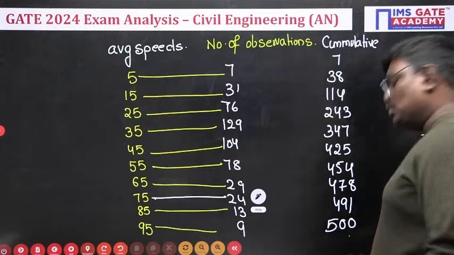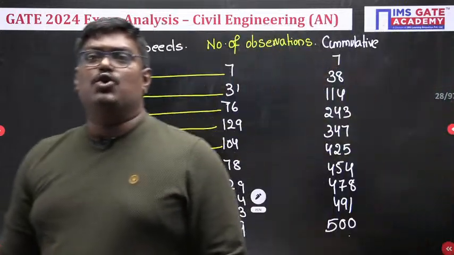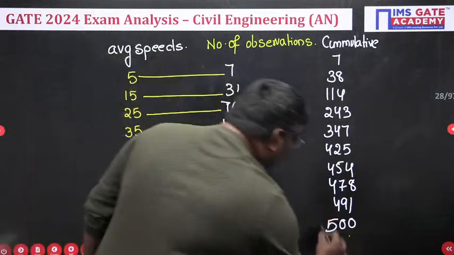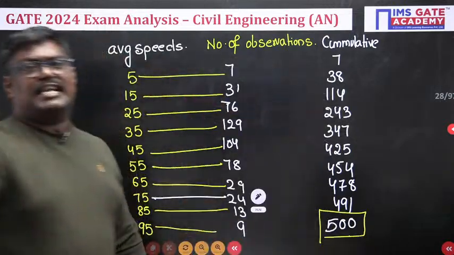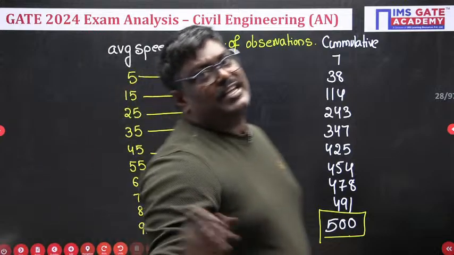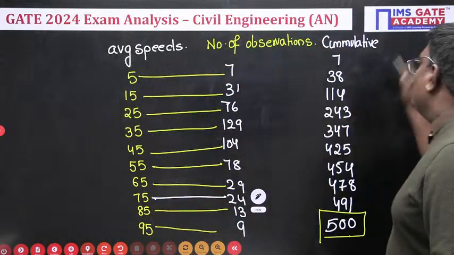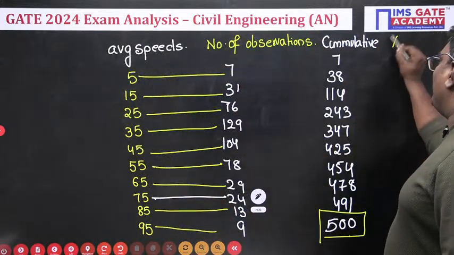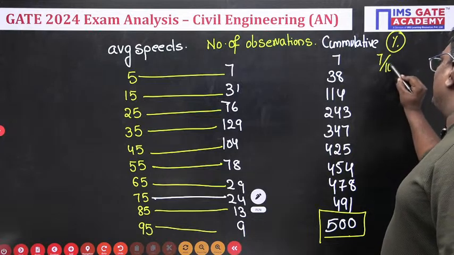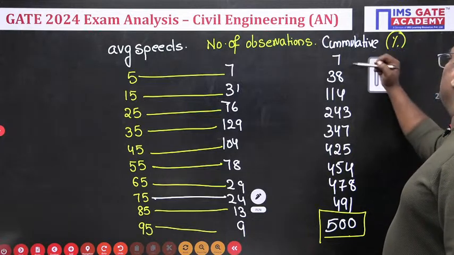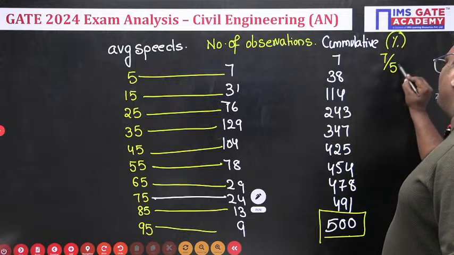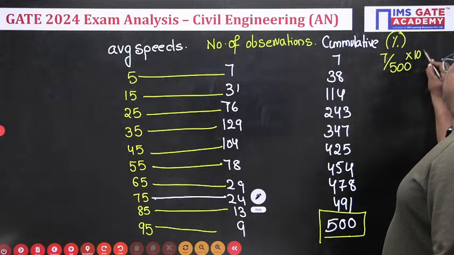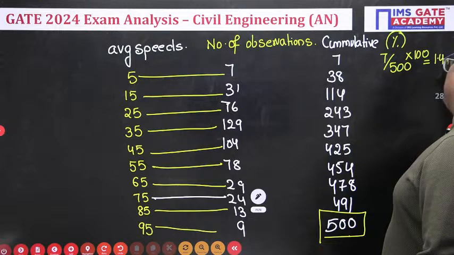So my dear students, what is the cumulative total value you got? It is 500. So individually we have to find out the percentile. How to find the percentile? 7 by 500 into 100. If you do this, you will get a value of 1.4 percentile.